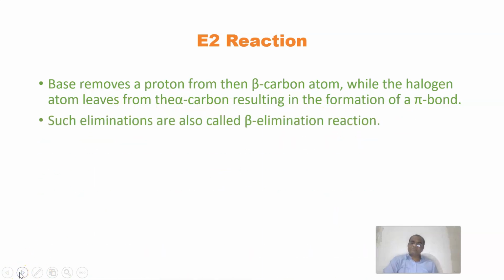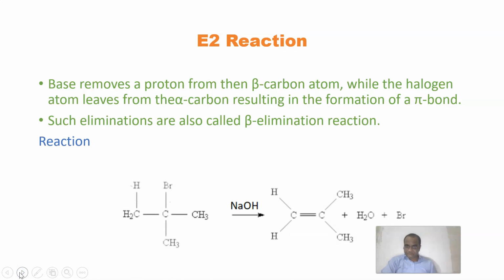Such eliminations are also called beta elimination reactions. So why are they called beta elimination? We'll see from a reaction. Here you can see it has a base, right? The base initiates the reaction, and this hydrogen on the CH2 is removed. From the concept, you can see that it is a beta carbon atom.